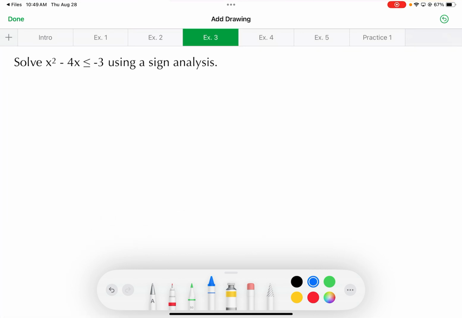Okay, another quadratic inequality. It's just this one's not factored. So first thing we'll do, move everything to one side, and we will factor it so that we can get the zeros. It'll be x minus 3 times x minus 1 less than or equal to 0. The zeros would be positive 3 and positive 1.